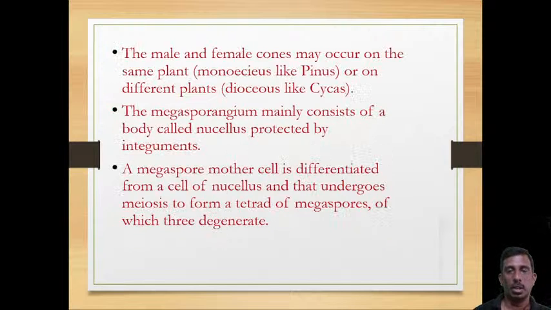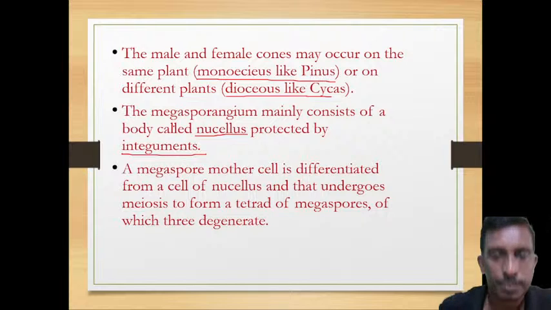Okay. So when you come to Pinus, Pinus is monoecious. Both male and female are present in the same plant, whereas Cycas is dioecious, where male and female are present on different plants, like papaya. So inside the megasporangium, there is a nutritive tissue that is called nucellus, which is covered by protective structures, integuments.